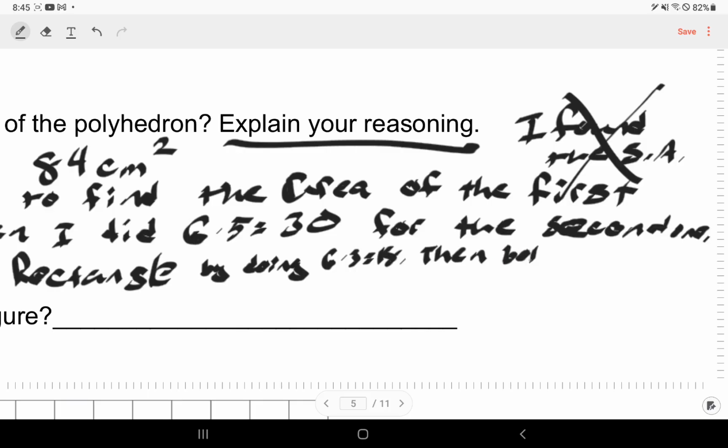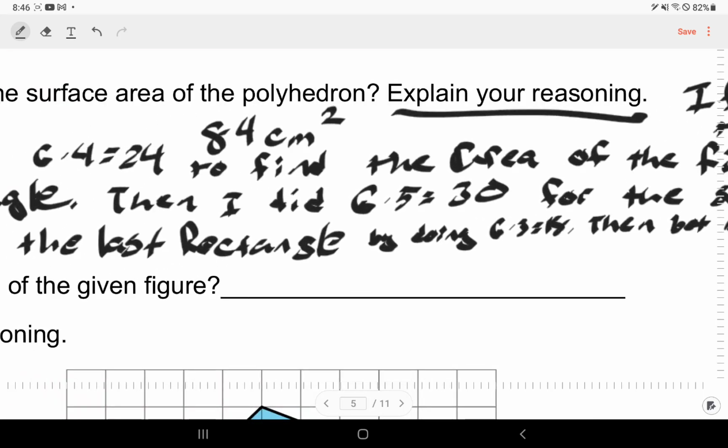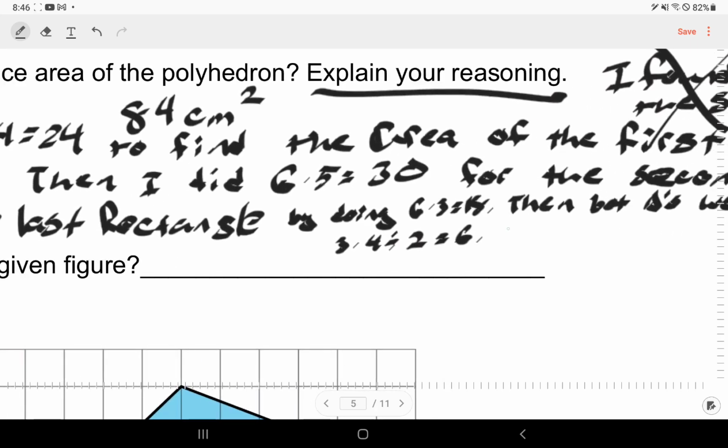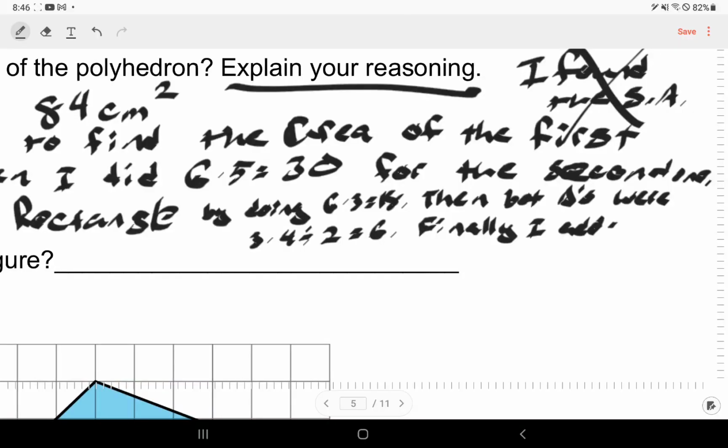And both triangles were 3 times 4 divided by 2 equals 6. Finally, I added all my areas.